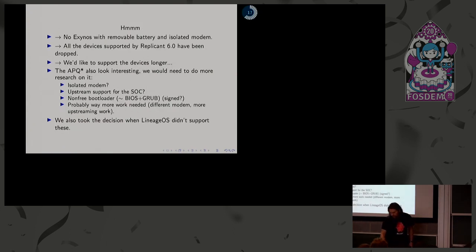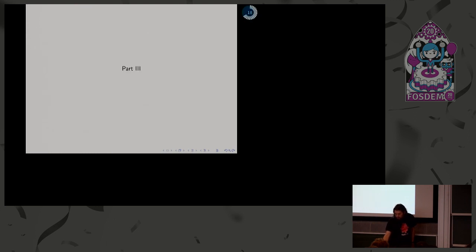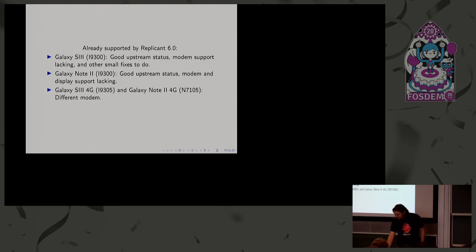The issue is that we supported Exynos devices before, like the Galaxy S3, the Note 2, and also some OMAP devices, mainly Samsung devices. If we supported the APQ, we would need to drop all the devices we currently support, because they are not supported by LineageOS and not even the same system on the chip. But we want to support the devices longer. We have a community that boots these devices, especially the more recent ones like the S3 and Note 2. And we would need to do way more work for the APQ. So we didn't go this route. Also, we didn't know at the time that the APQ would be supported. So these are the ones supported by Replicant 6 that we could support with the upstream kernel.